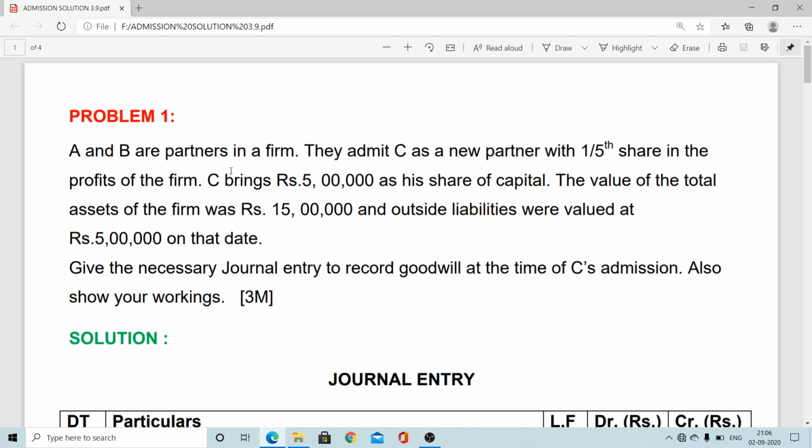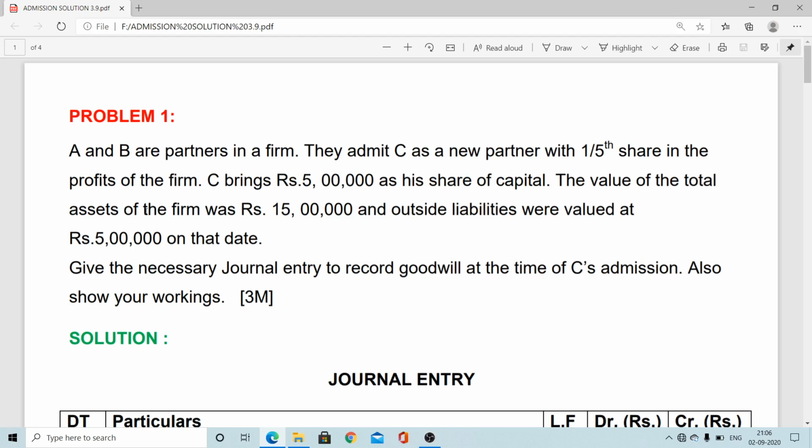This is problem 1 related to hidden goodwill. There are two partners A and B. The profit sharing ratio is not mentioned, which means equal profit sharing ratio. They admit C as a new partner for 1/5 share, and C contributes rupees 5 lakh as his share of capital. For 1/5 share, C has to contribute rupees 5 lakhs.